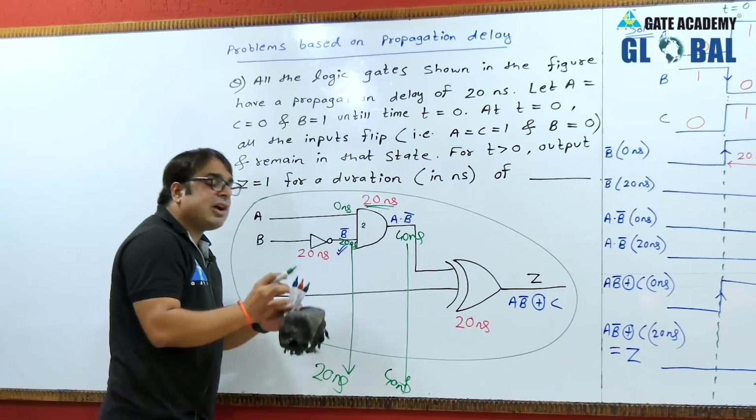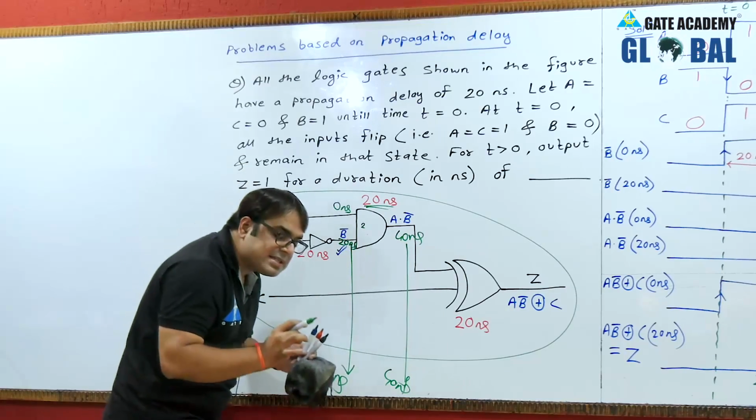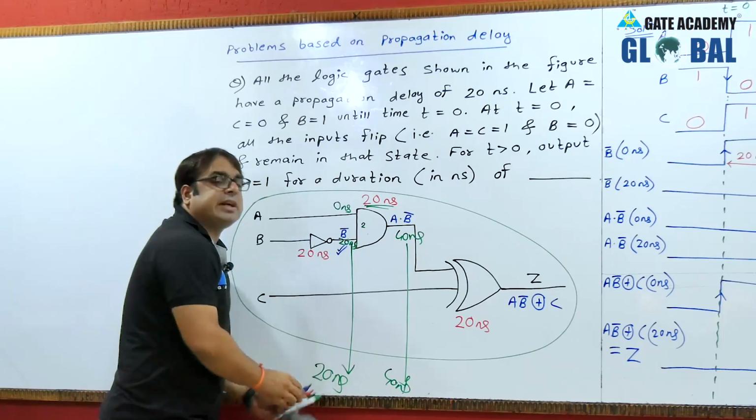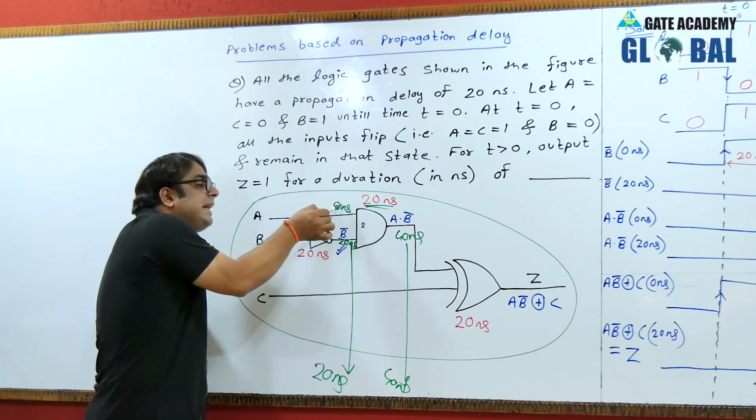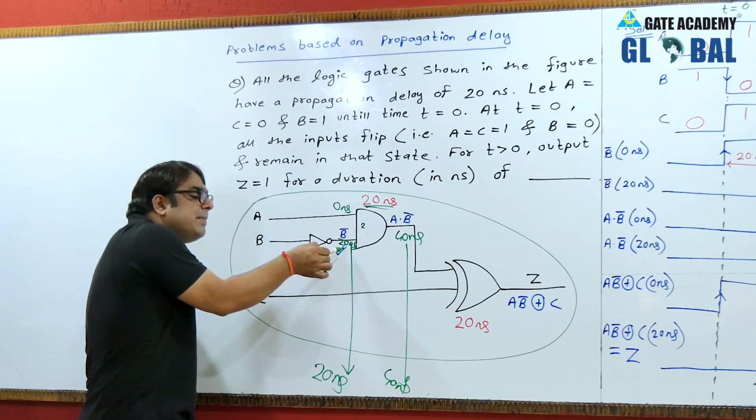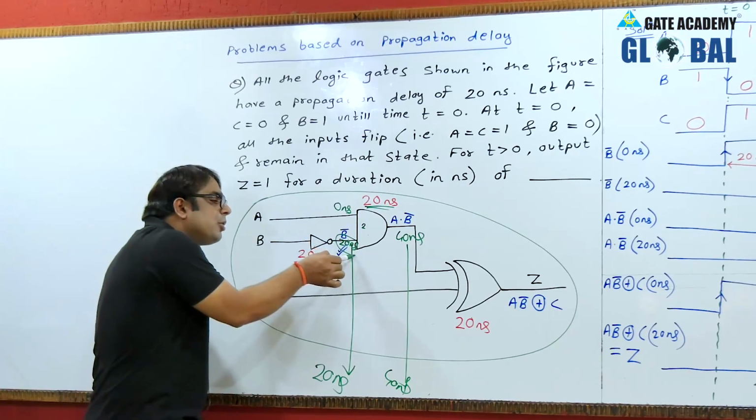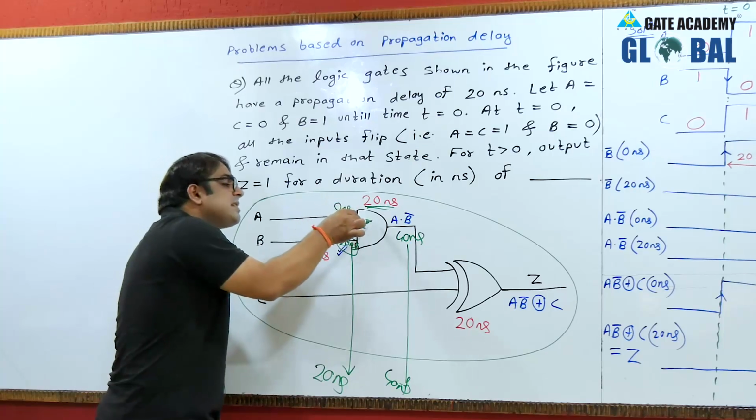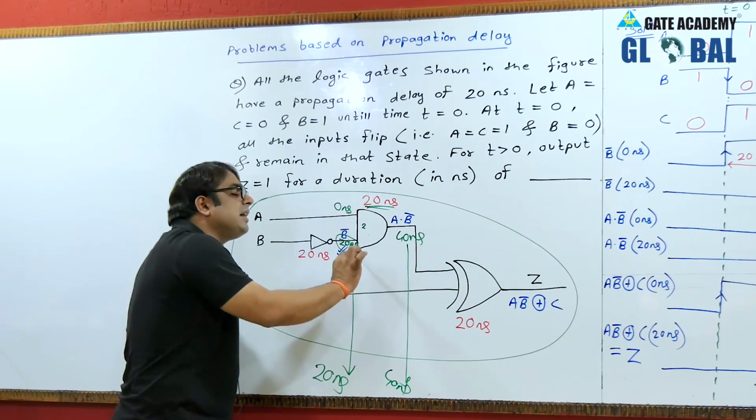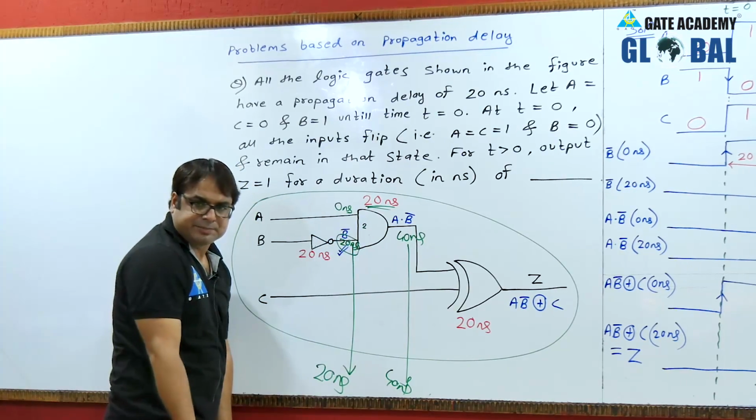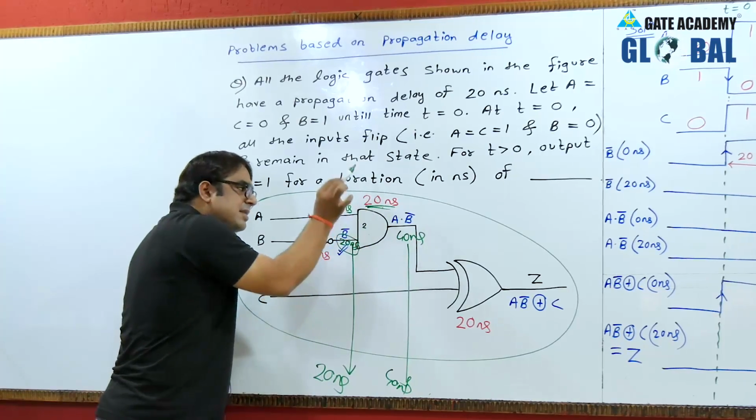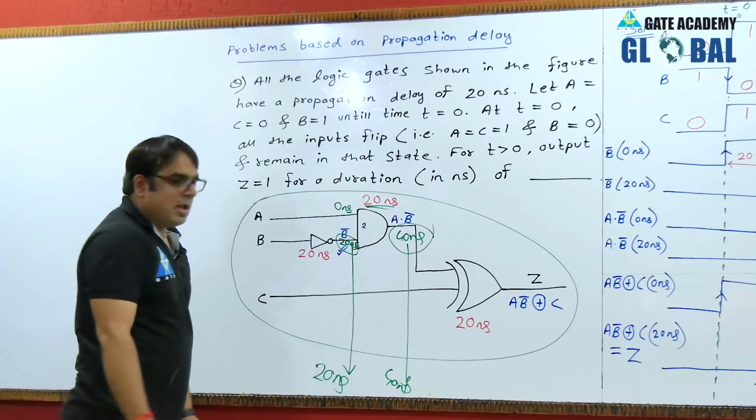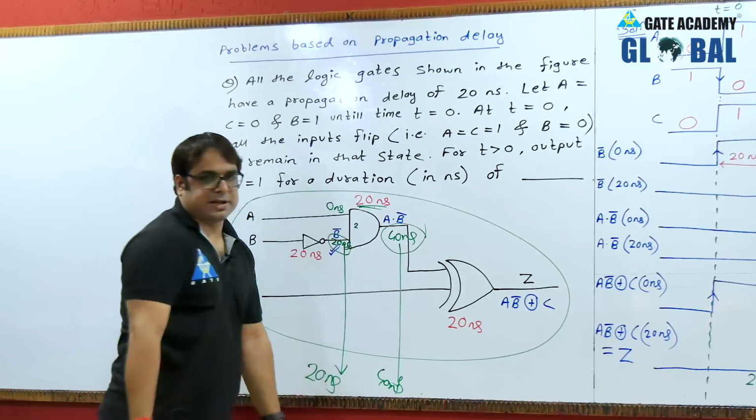What I have said, please mark it, is very important. What was important for me was when all the inputs of this AND gate will be stabilized. The last input of this AND gate to stabilize will be stable after 20 nanoseconds, so this gate will start its calculation after 20 nanoseconds. Its delay is also 20 nanoseconds, so the output will be stable at 40 nanoseconds.